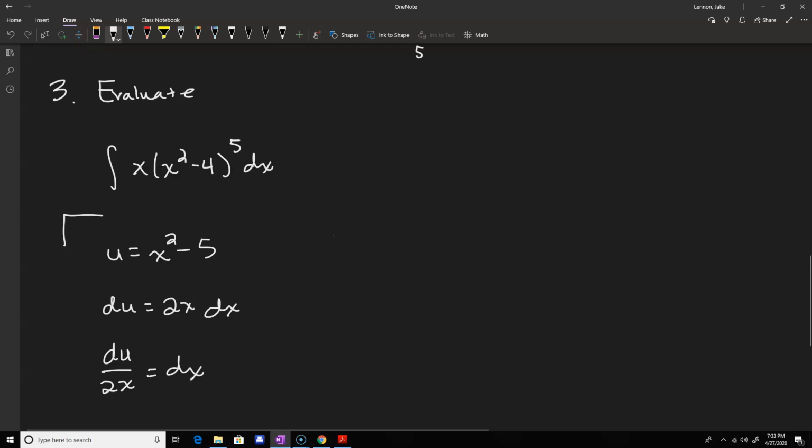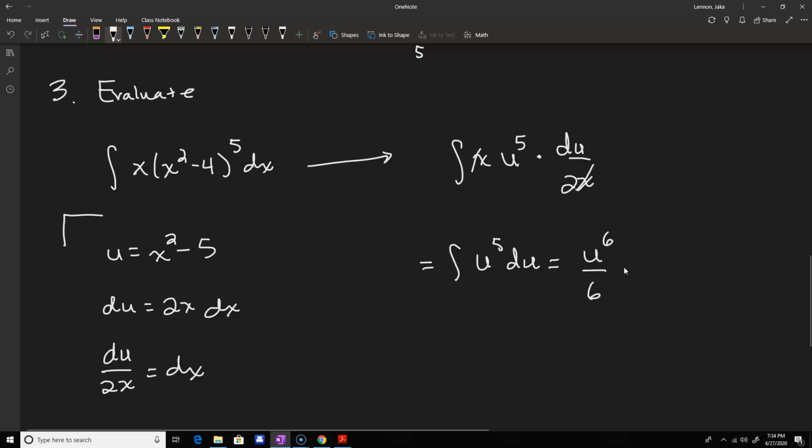And then we can substitute out. So basically, this integral changes. The x is still there. x squared minus 4 becomes u, so we have u to the 5th power. And then we can replace dx by du divided by 2x. And then our x's will cancel off. So we'll just have the integral of u to the 5th du, which can be done with one of the basic shortcuts. So this just becomes u to the 6th over 6 plus a general constant of integration.